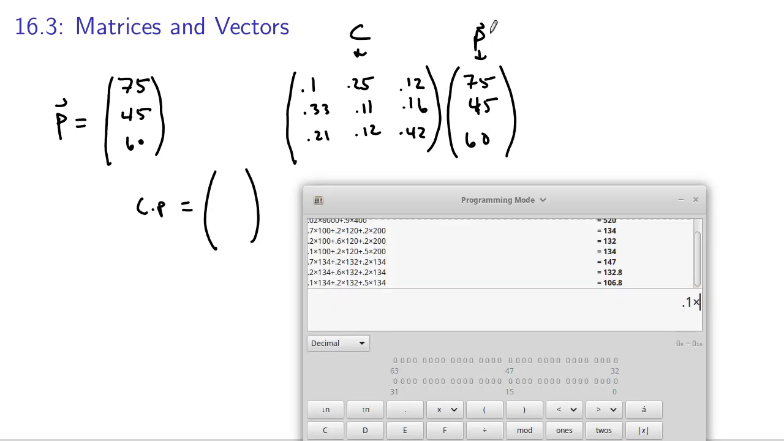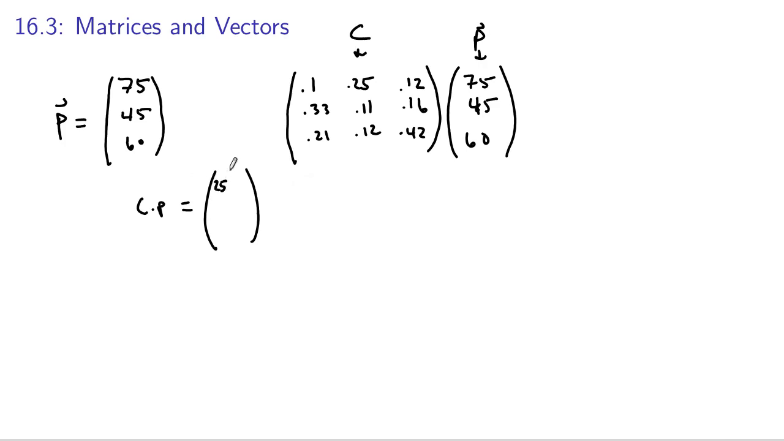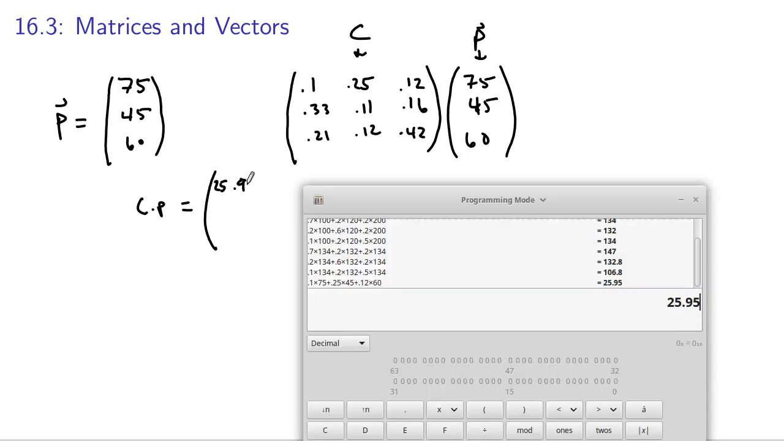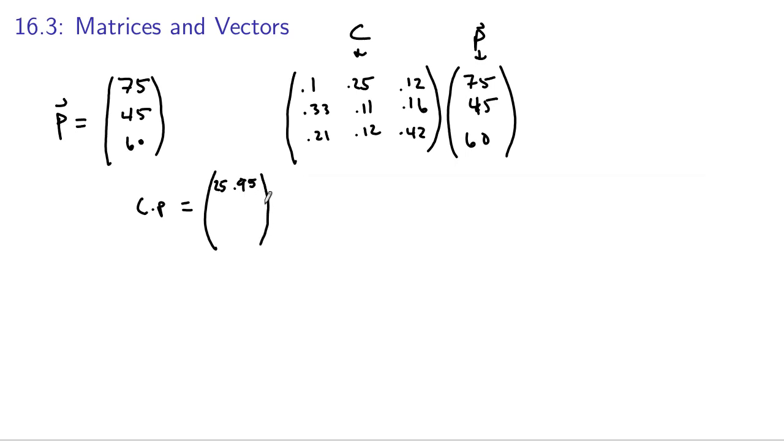So 0.1 times 75 plus 0.25 times 45 plus 0.12 times 60, 25.95. That tells us how much the first industry consumed of the production of the first industry. 25.95. Okay, so that's how much of the first industry's production went towards consumption to the other industries. That's what this 25.95 tells us.